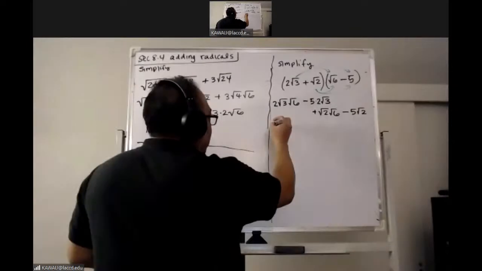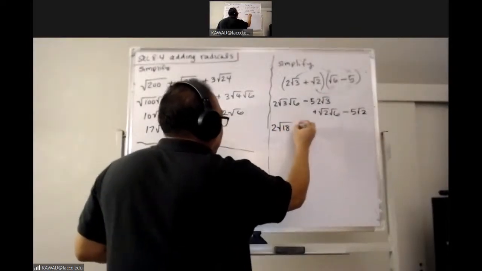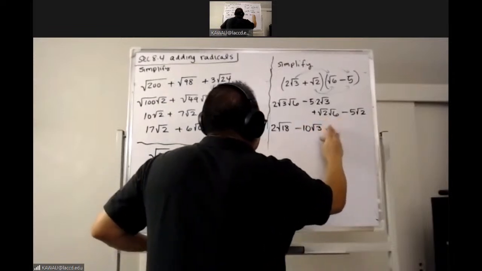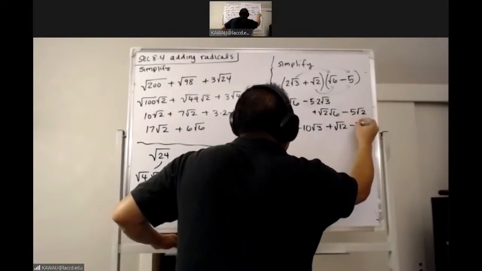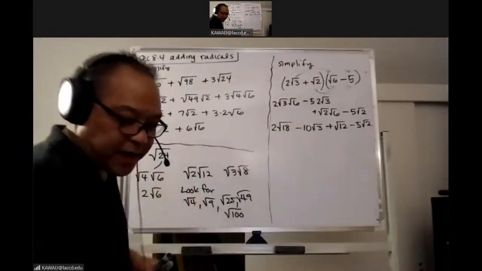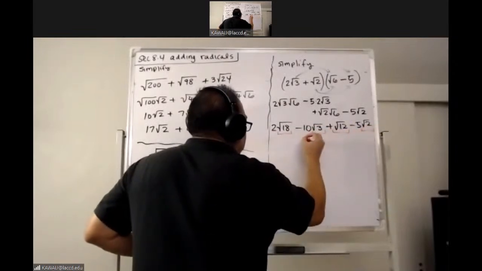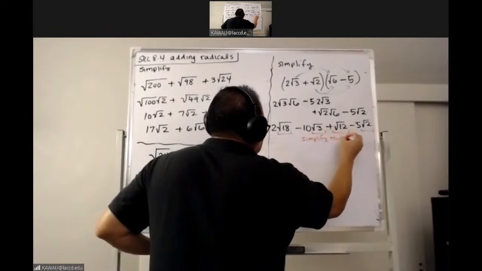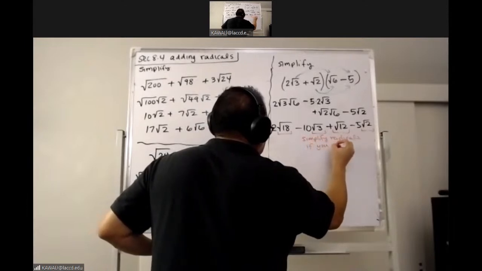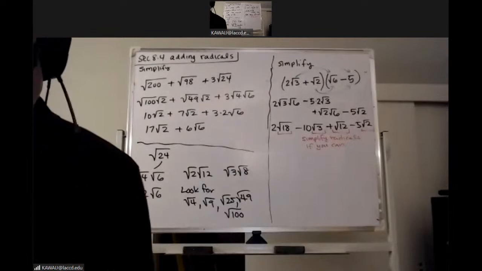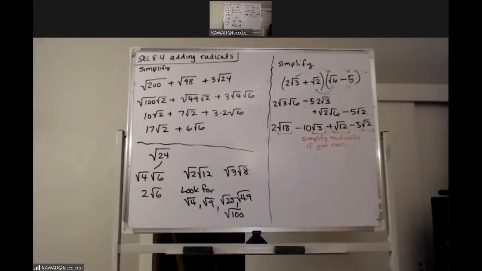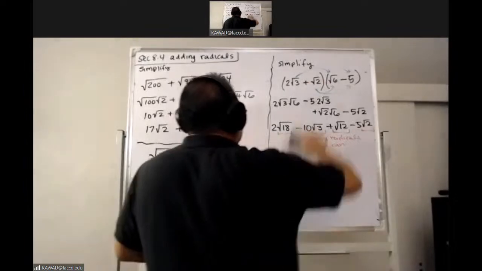So let me just be more clear. We'll multiply the inside with the inside, the outside with the outside, and then your job is to simplify each one of these radicals, if you can. Okay, and then, I'm sorry, the command will be multiply, not simplify.